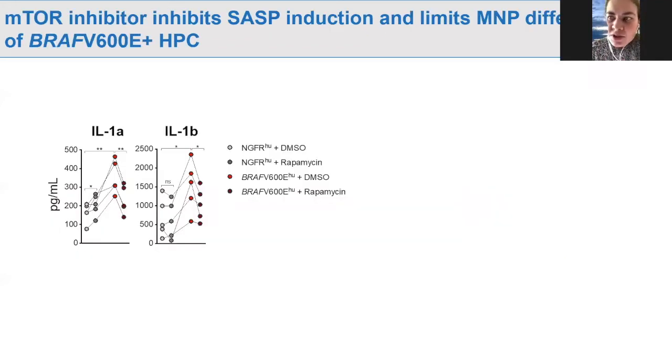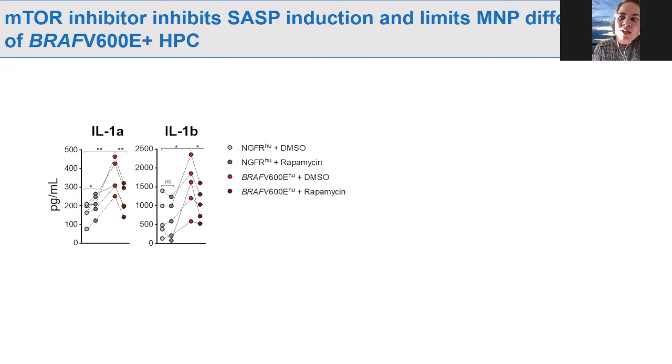To summarize our findings so far, BRAF V600E hematopoietic progenitors become senescent secondary to DNA damage, but they are still able to differentiate and they accumulate in tissues where they secrete a lot of cytokines through the SASP. And we hypothesized that the SASP might contribute to the myeloid skewing of BRAF V600E progenitors.